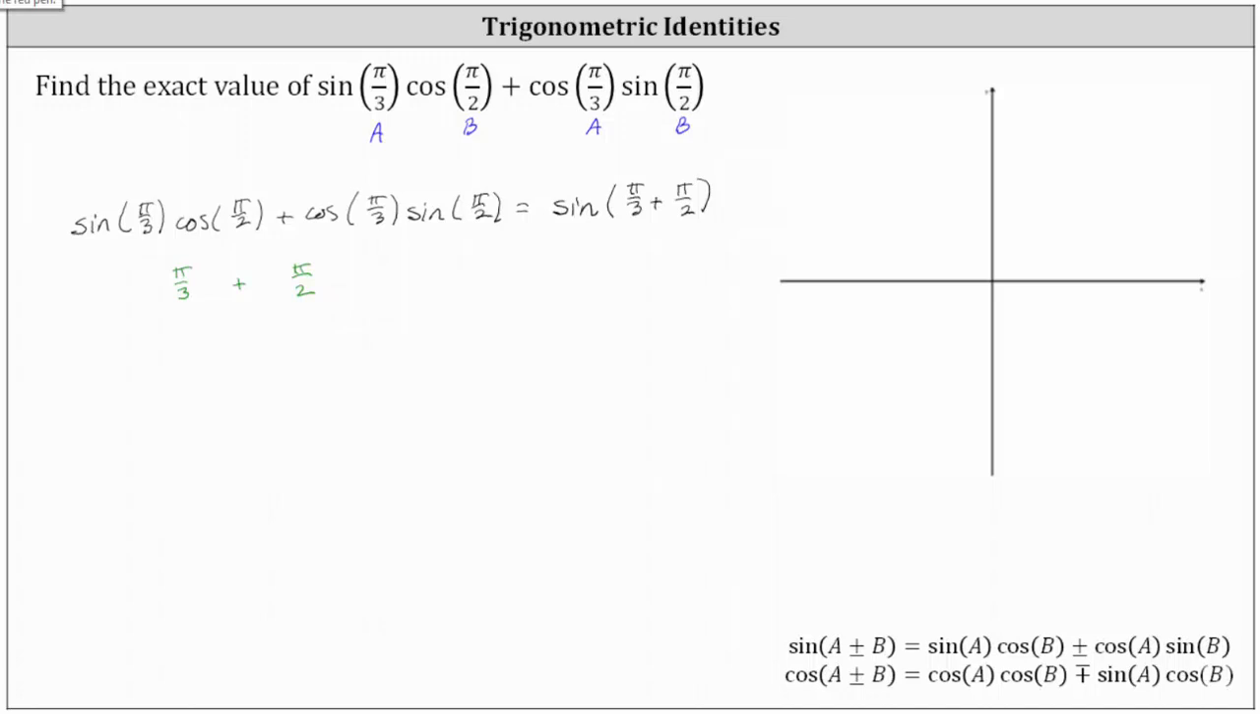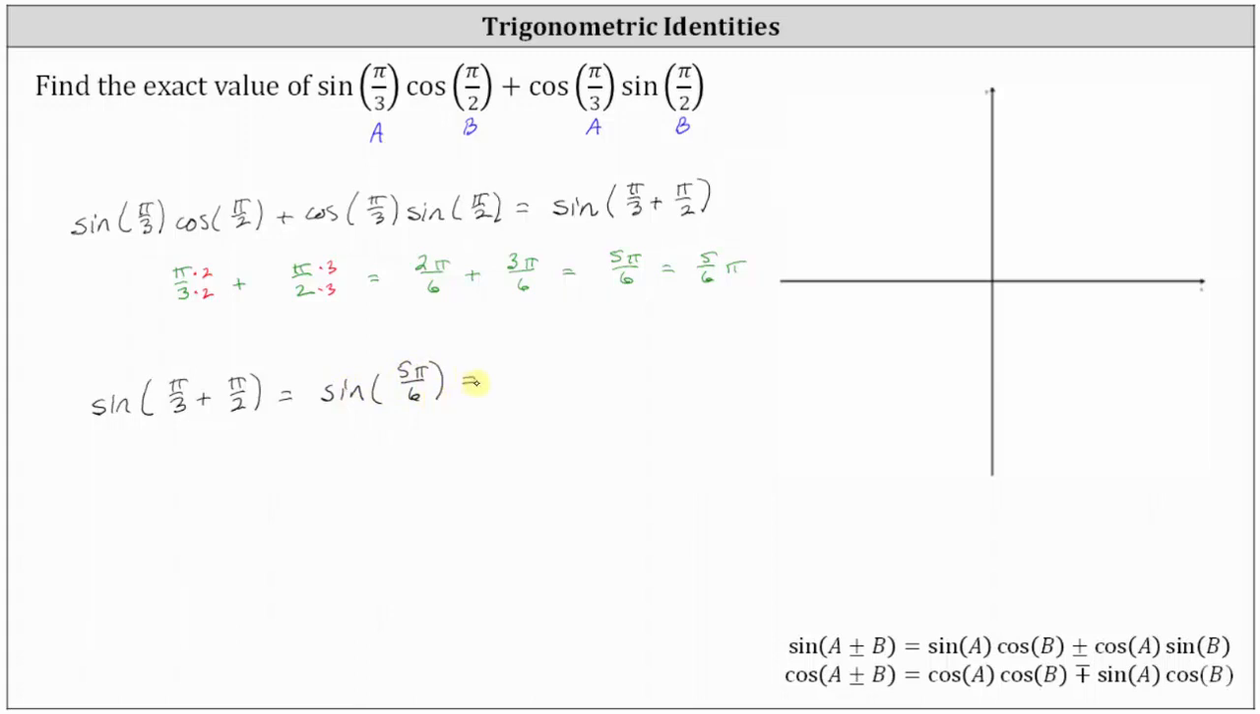And therefore, we multiply the numerator and denominator of pi over 3 by 2. And we multiply the numerator and denominator of pi over 2 by 3. Notice how this gives us 2 pi divided by 6 plus 3 pi divided by 6, which equals 5 pi divided by 6, or if we want, 5/6 pi radians. So now we know the sine of the sum of pi divided by 3 and pi divided by 2 is equal to the sine of 5 pi divided by 6.